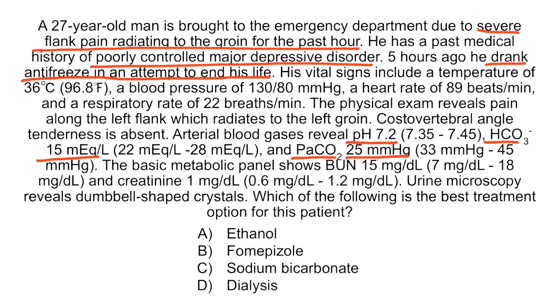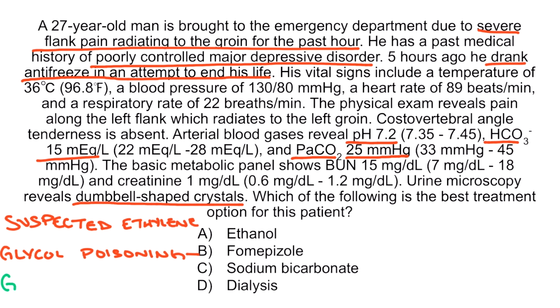Ethylene glycol poisoning is further confirmed by the presence of dumbbell-shaped calcium oxalate crystals on the urine microscopy. This is because oxalic acid produced by metabolism of ethylene glycol combines with calcium, leading to calcium oxalate crystals. The best treatment option for the patient with ethylene glycol poisoning is fomepizole. Fomepizole inhibits alcohol dehydrogenase, decreasing the production of glycolic acid and oxalic acid. Therefore, the correct answer is option B.